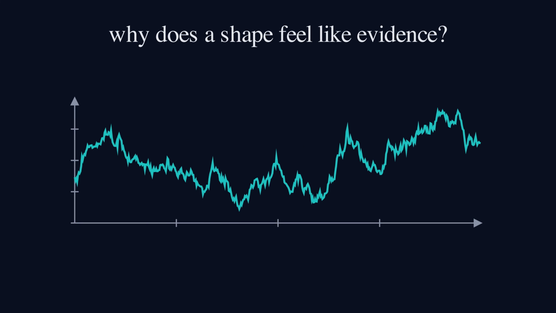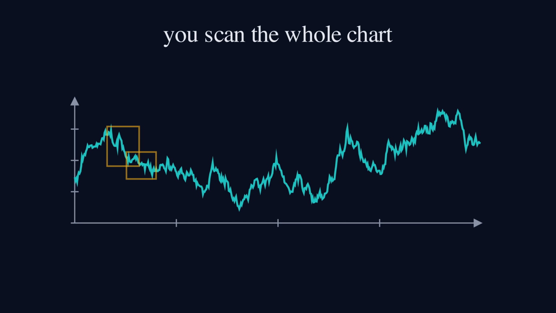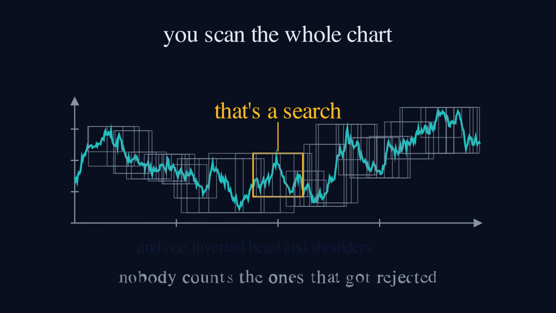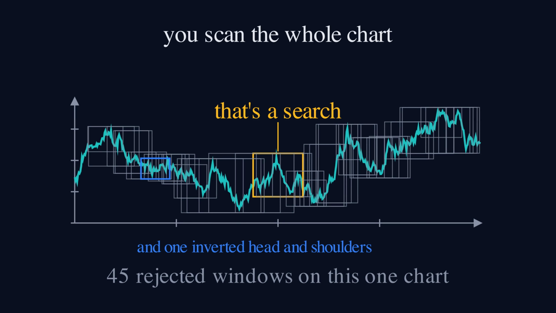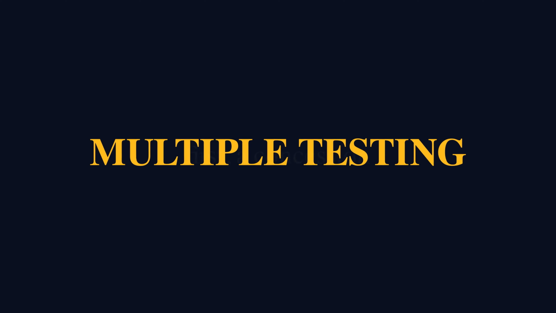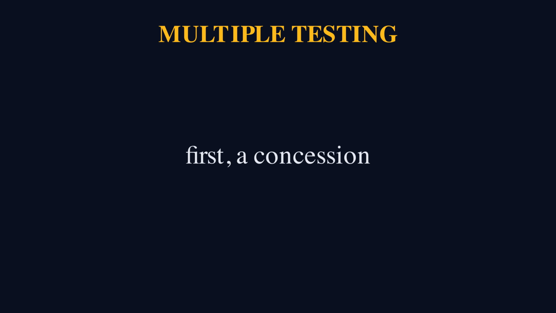Because of how you look for it. You don't test one hypothesis. You scan the whole chart for anything you recognize. That's a search. And nobody, including you, keeps count of the shapes that got rejected. A hit feels like a discovery. It's really the survivor of hundreds of silent misses. That's a genuine statistical problem, and it has a name. Multiple testing. But first, a concession, and it cuts against me.